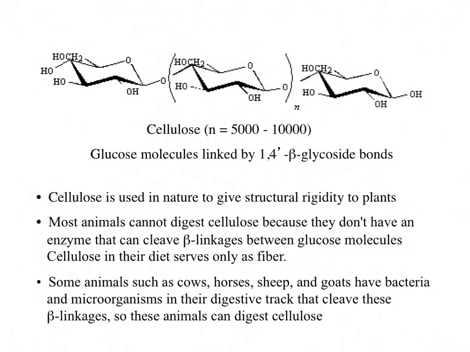Okay, that brings us to cellulose. Cellulose is again really, really long. It looks the same, and it kind of is. It's a bunch of glucoses. They're linked 1,4', but here's the difference. Cellulose is a beta linkage, and it's much more rigid. It gives structural rigidity to plants, but we generally cannot digest it.